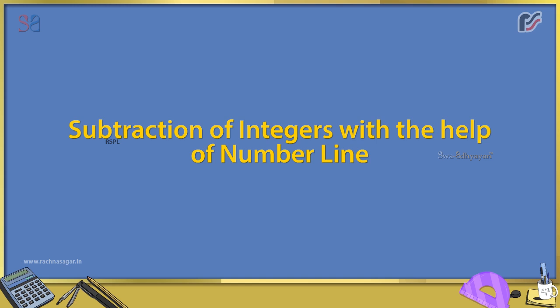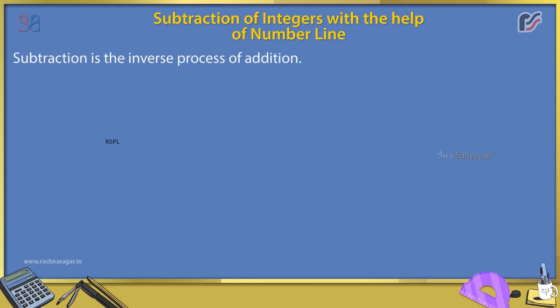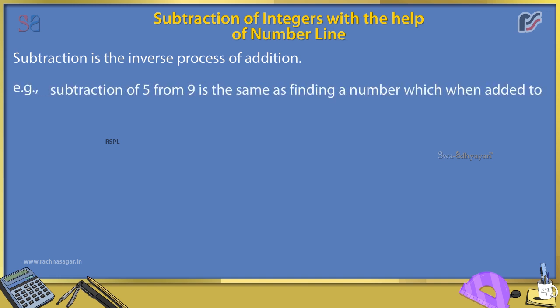Subtraction of integers with the help of number line. Subtraction is the inverse process of addition. Example, subtraction of 5 from 9 is the same as finding a number which when added to 5 gives 9. That is, _ + 5 is equal to 9. Clearly, the answer is 4.